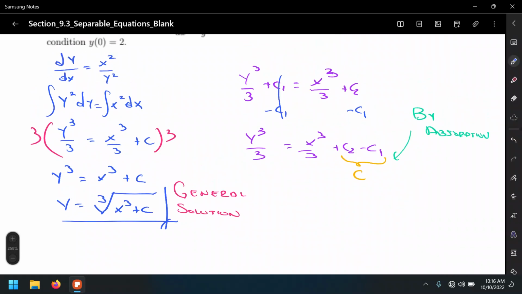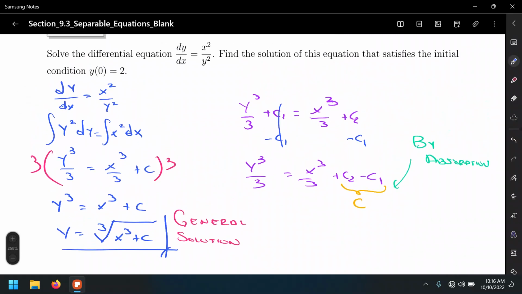Now they're asking us to find the particular solution. Whenever we solve a differential equation, we are essentially finding a family of functions. If we're interested in a particular member of this family, we need to be given a condition. So we're looking for the family member that contains the point (0, 2). Recall that the notation y of 0 equals 2 means when x equals 0, y equals 2.